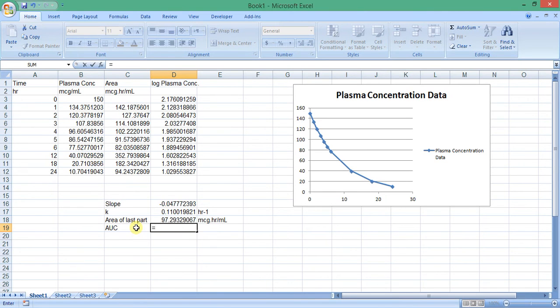Now we calculate the area under the curve. The area under the curve is the sum of all these areas, the areas of the trapezoids, added to the area of this last part. Now we will use a new equation, the equation sum, and then open a bracket and select this range of cells, close the bracket. This will give us the sum of all these areas, and then we add the area of the last part, the cell D18. This is the area under the curve. The unit is microgram hour per milliliter.